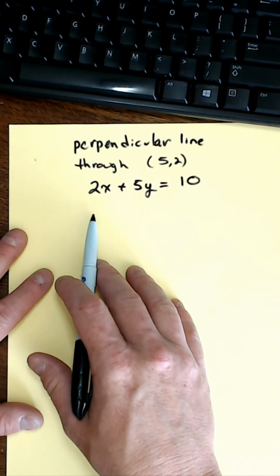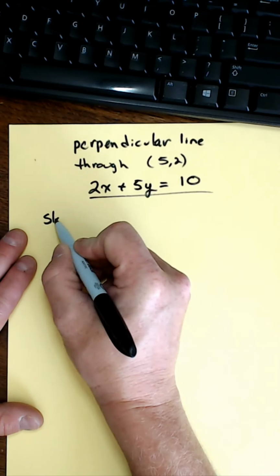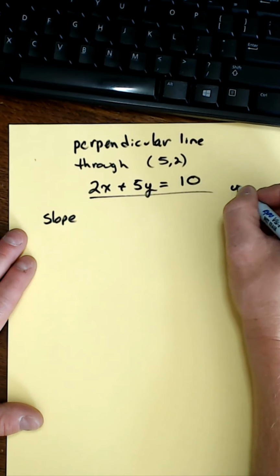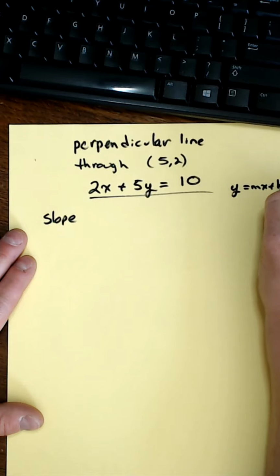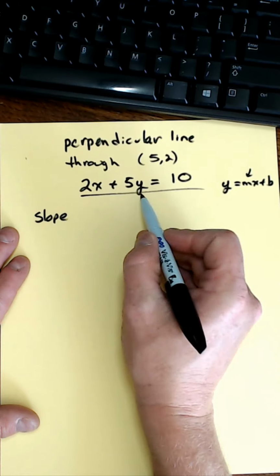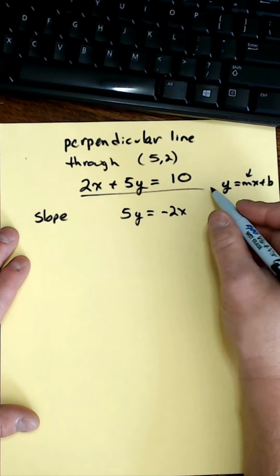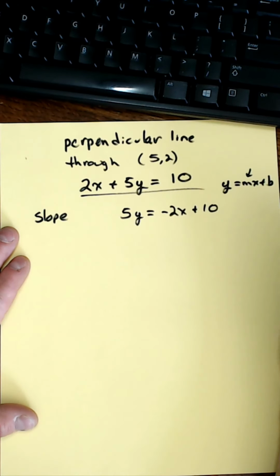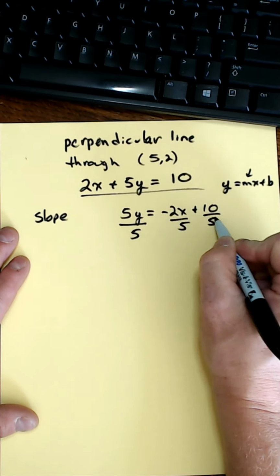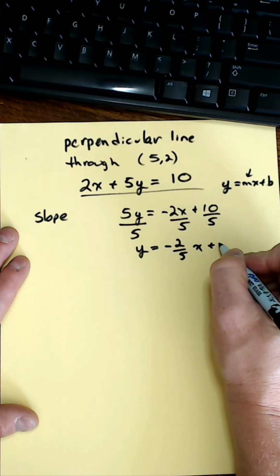It's going to be perpendicular to this line right here. Again, I want to find the slope first. So I'm going to take this and I'm going to solve it for y to put it into y equals mx plus b form so that I can get that slope. Subtracting 2x from both sides, I'm going to get 5y is equal to -2x plus 10. Now I'm going to divide everything by 5, and I'm going to get y is equal to -2/5 x plus 2.